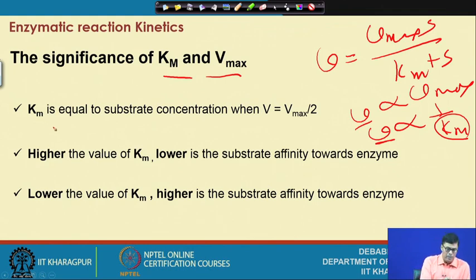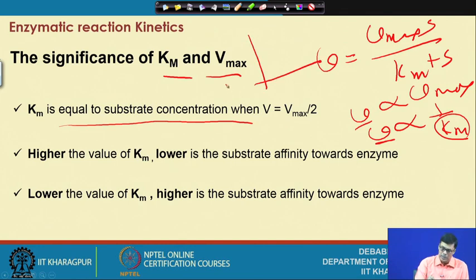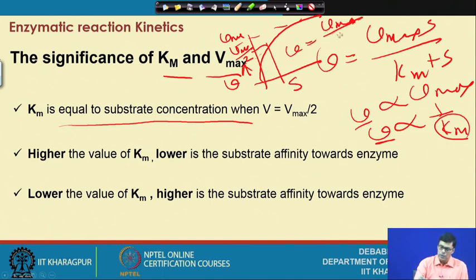So here what I have pointed out, Km is equal to a substrate concentration, because we have seen this V versus S plot is like this. Now suppose this is the Vmax and this is Vmax by 2. Now if you put this, you will find this is equal to the Km value. If you put V equal to Vmax by 2 in this Michaelis-Menten equation, then you will find that S equals Km.